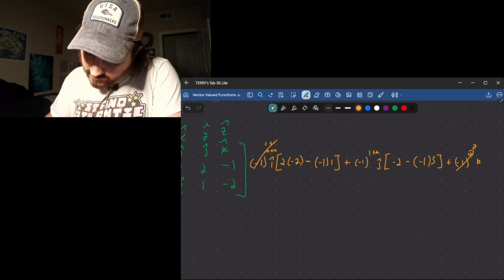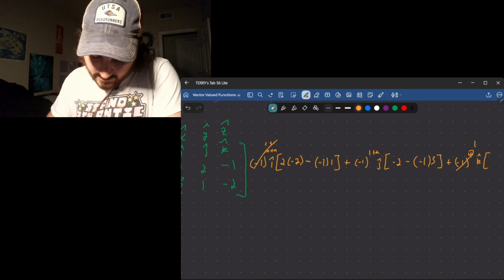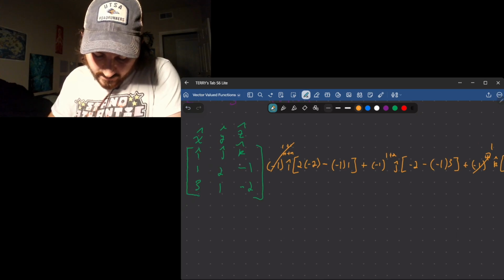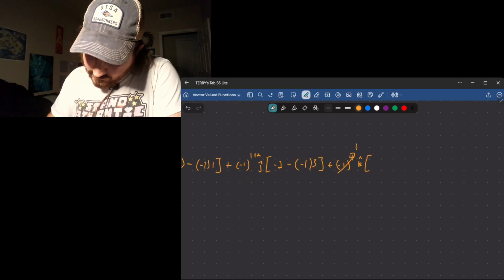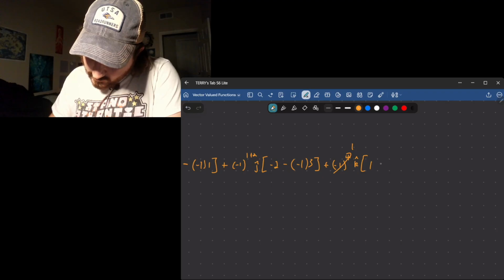It's not 0, sorry, but it's just going to be positive 1. So k hat. And then here, we're not evaluating the k row or the ijk column, so we've got 1 times 1 minus 2 times 3.